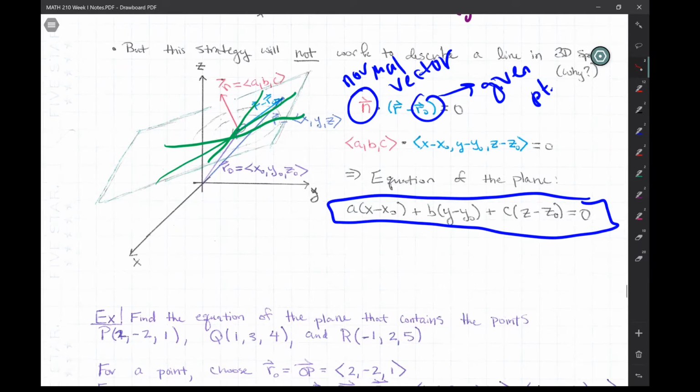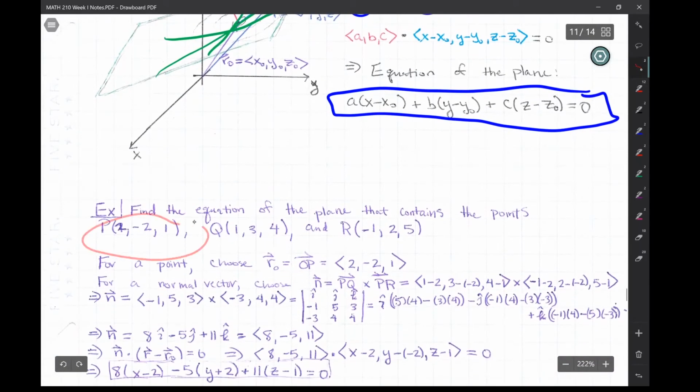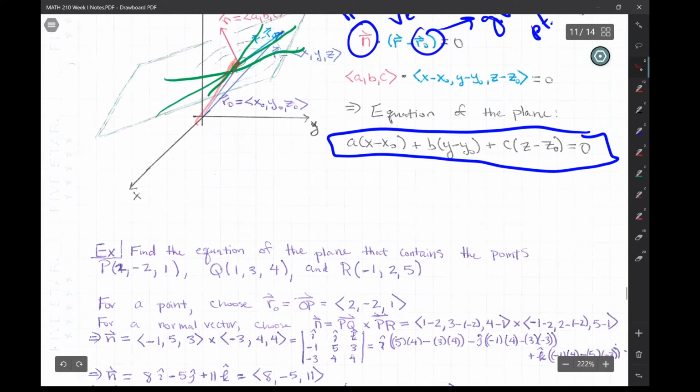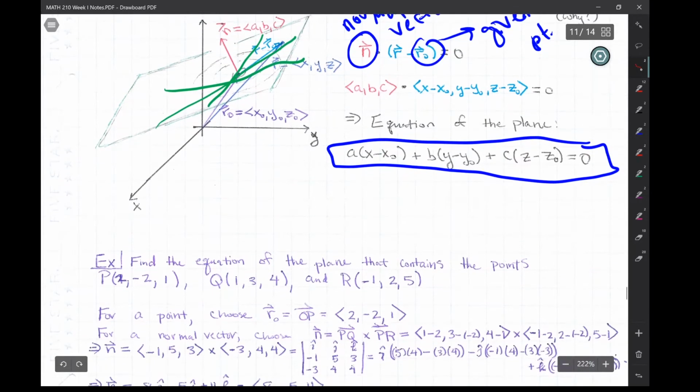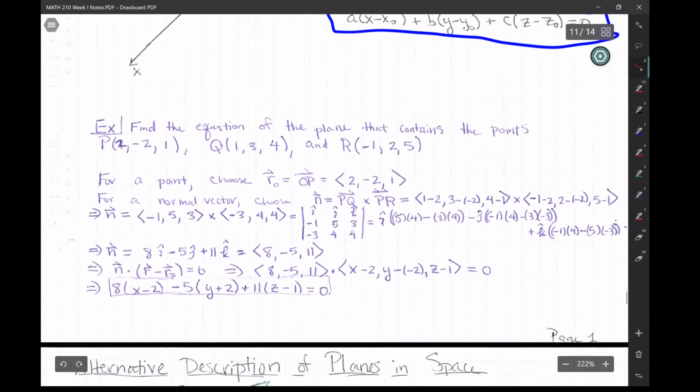Let's just, for the sake of simplicity, take the point P as our given point. So R naught, this given point here, is going to be the point P. We could have also chosen Q and R, no problem. And so our R naught will be 2, minus 2, 1. That fulfills this. And now we need a normal vector. And how will we get that normal vector?